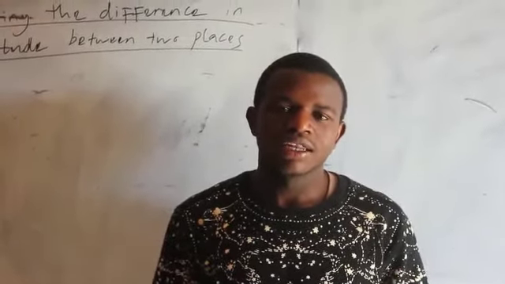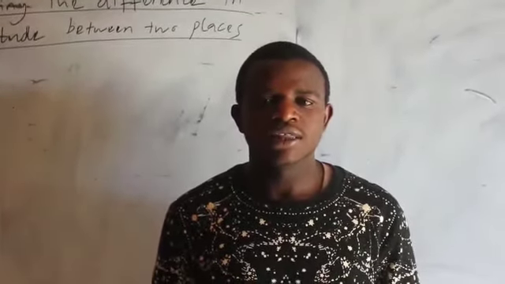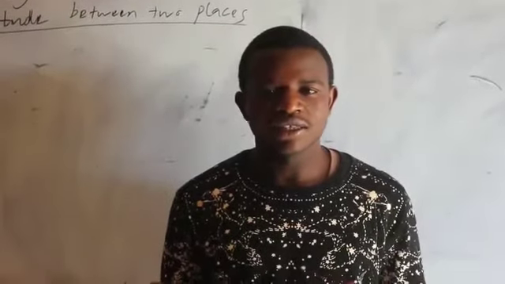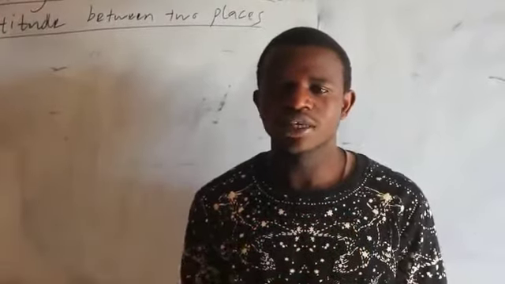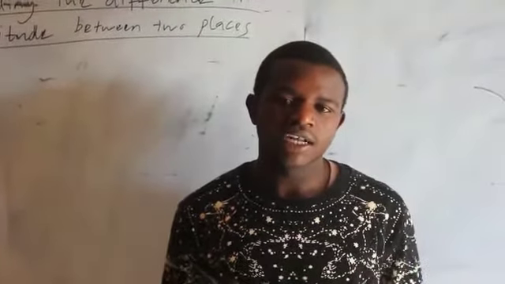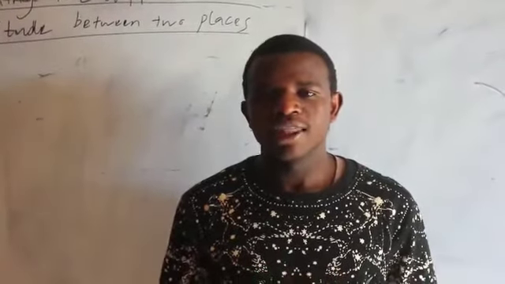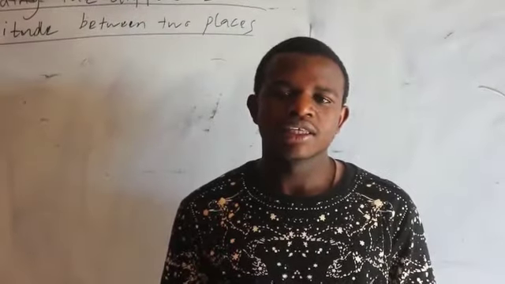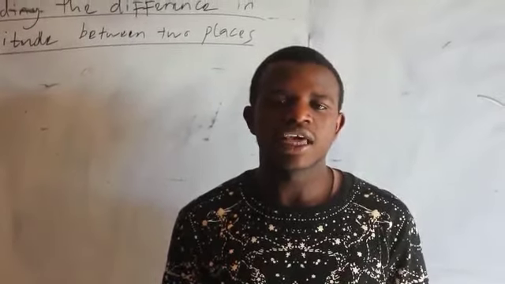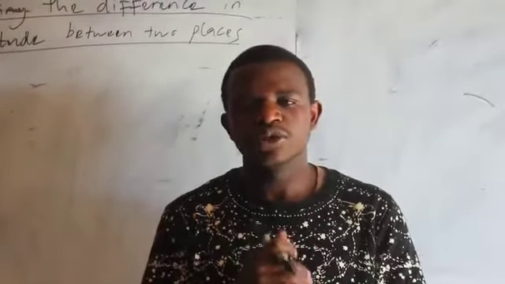Then the other principle that you need to take into consideration is that when these two places are located on different sides, this means you're going to add the difference in latitude between those two places. And the other principle is that when these latitudes have the same signs, you subtract, and when these latitudes have different signs, you add.